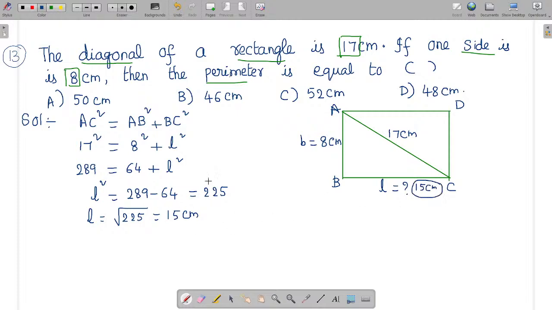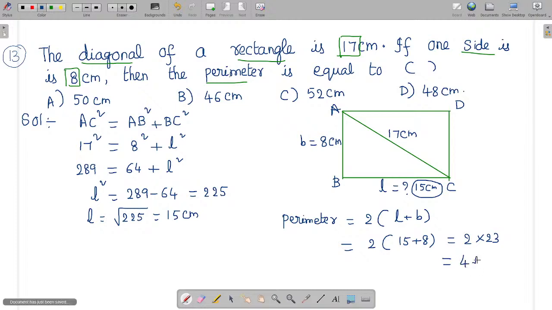Now the perimeter we need to find out. The perimeter of the rectangle, we have the formula, that is nothing but 2 times length plus breadth. So 2 times, length is 15, whereas breadth is 8. That means 2 times 15 plus 8 is 23. 23 into 2 is 46. So 46 centimeters is our answer.